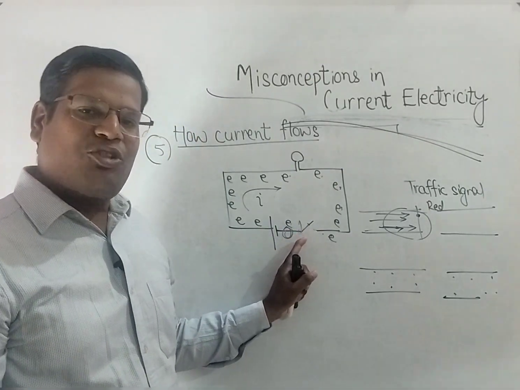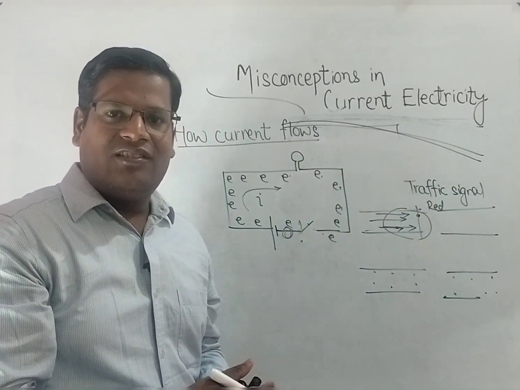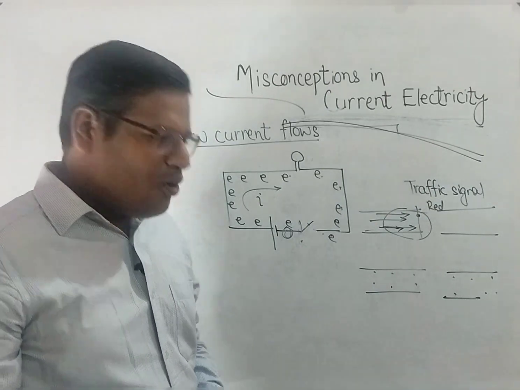It's not like that. When the switch is off, everywhere the drift velocity of the electrons has become 0. They only have random velocity, which doesn't contribute to the current. Hope I am clear.